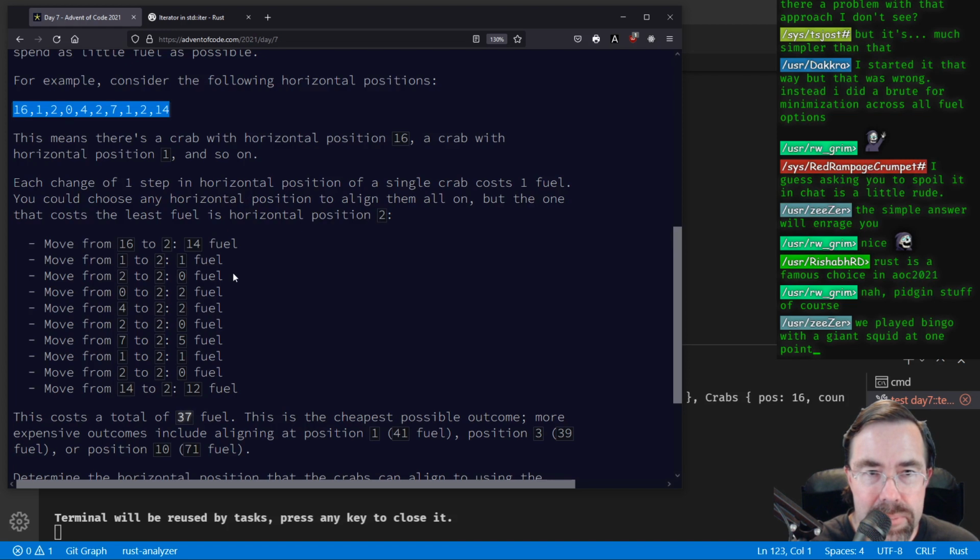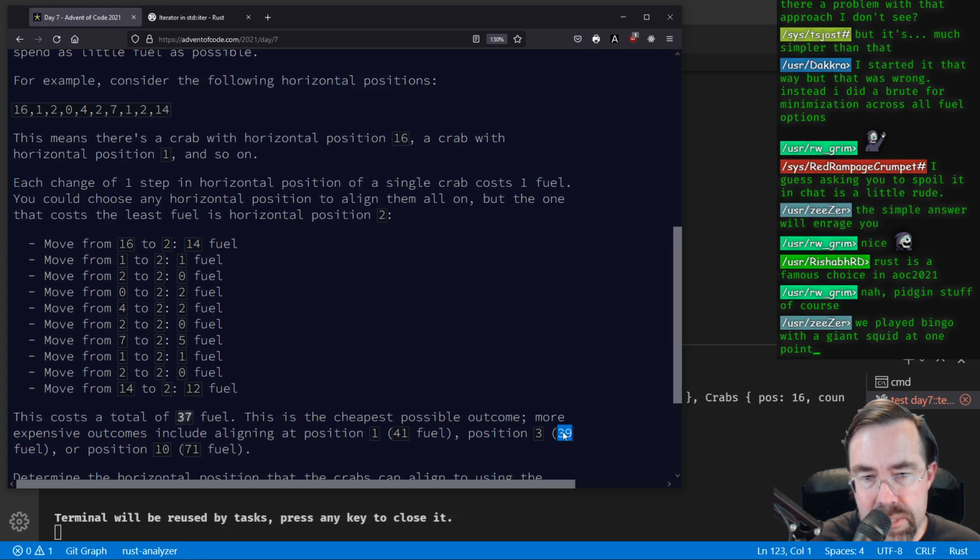The big part of today's puzzle is figuring out an algorithm to find the optimal position. So in this case, it's 2, because each crab will consume fuel by moving, right? So the one that's at position 16 to move to 2 costs 14 fuel. The ones that are already at 2 don't need to move. Then you sum up the fuel, it's 37. If you were to try to move them all to position 1, it would cost a little bit more fuel. 3 would have cost a little bit more fuel, so that's why 2 is the right answer.